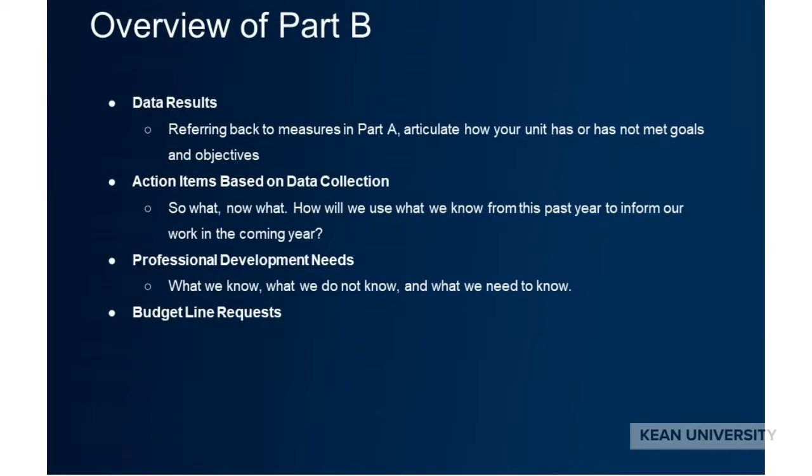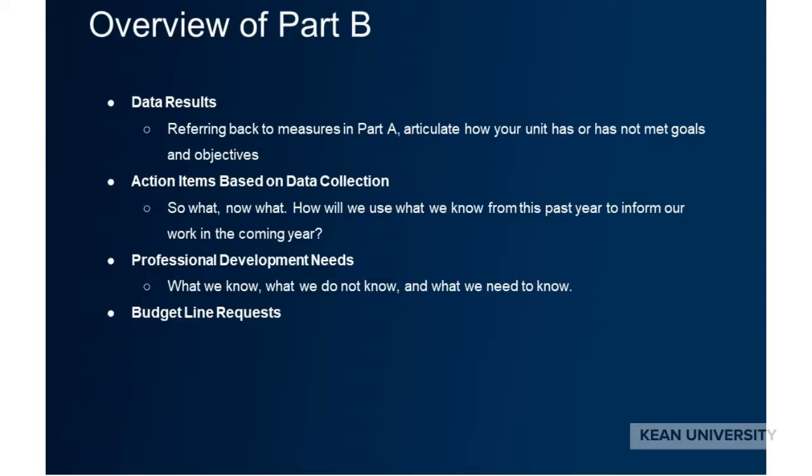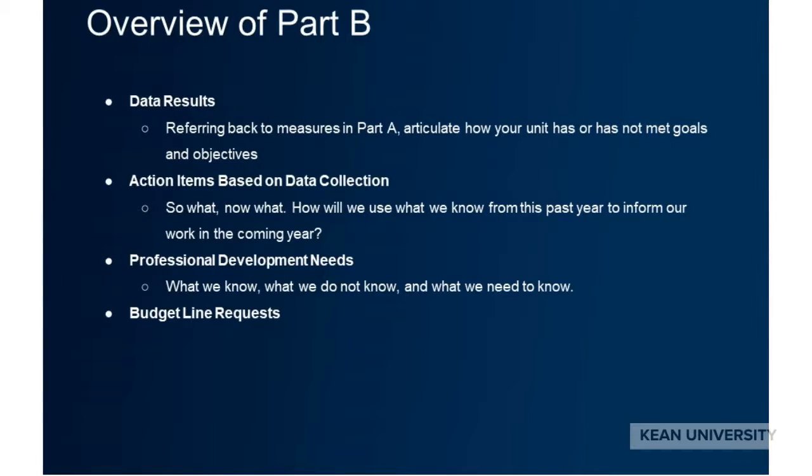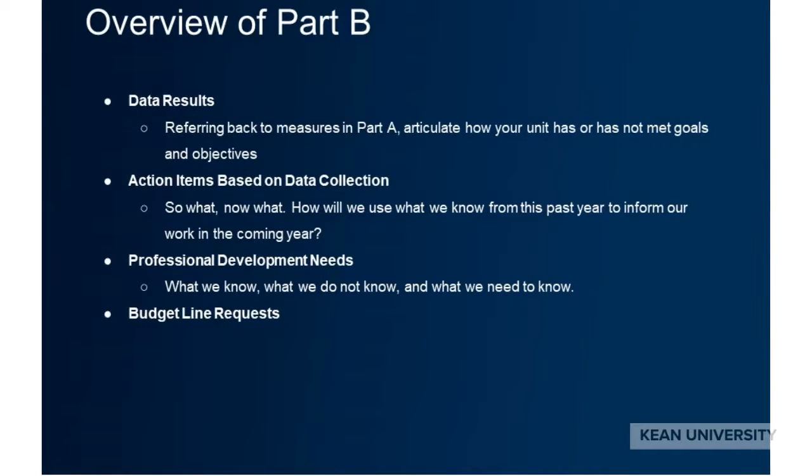Part B of the annual report consists of 4 primary sections: data results, which consists of diving deeper into administrative surveys, documentation, interviews, and so on, to highlight whether or not your unit has met its goals and objectives. For action items based on data collection, remember that the expectation is not to be perfect. If you had a seamless program or initiative, amazing, highlight that. If you ran into some hiccups or roadblocks, that's okay too. Both are opportunities to highlight what went well and where we can make some adjustments for continuous growth.